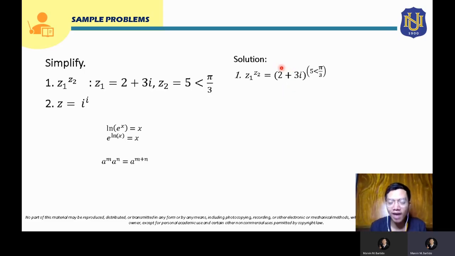Our first step is to convert this complex number, 2 plus 3i, into exponential form. That's our rule. To convert this, we have to solve for the value of r and for the value of theta. In this problem, I will no longer show you how to solve r and theta. Supposedly, if you are already at this point, you already know how to solve them. So the r of this complex number is square root of 13, and your theta will be 0.98279.